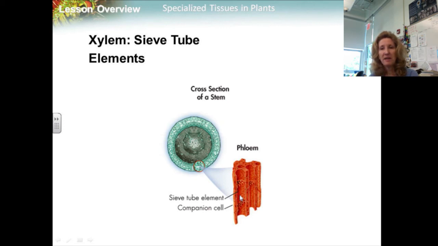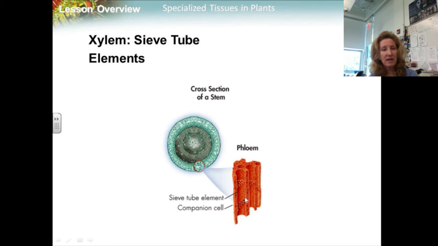The end walls have many small holes, as you can see in there, through which nutrients move from cell to cell. As sieve tube elements mature, they lose their nuclei and most other organelles. The remaining organelles hug the inside of the cell wall and are kept alive by the companion cells.